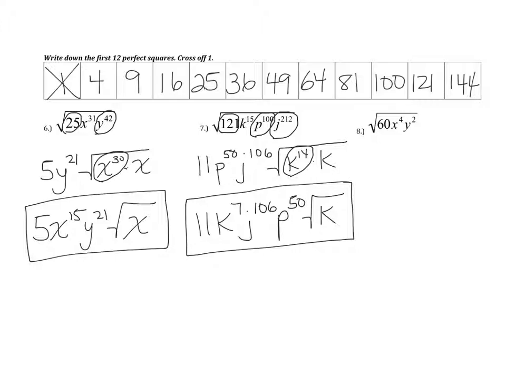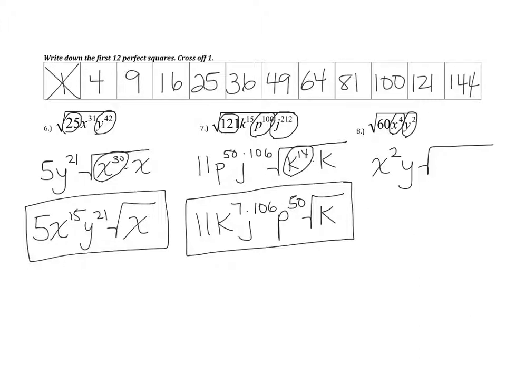Number 8, 60 is not a perfect square. I'm not going to pull that out yet. I'm not going to do anything with that yet. I'm going to pull out the x to the 4th because even exponent, y to the 2nd, even exponent. So let's start by pulling those guys out. The square root of x to the 4th is x to the 2nd. The square root of y to the 2nd is y. Then what's left on the inside is the square root of 60.